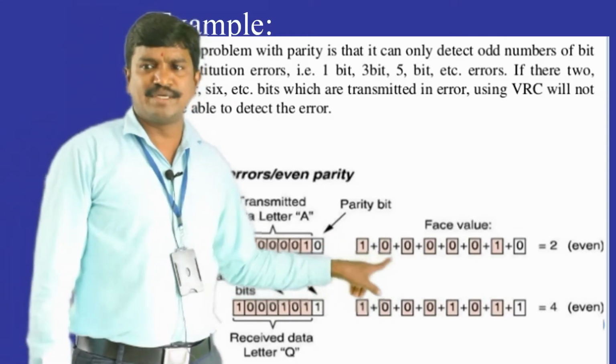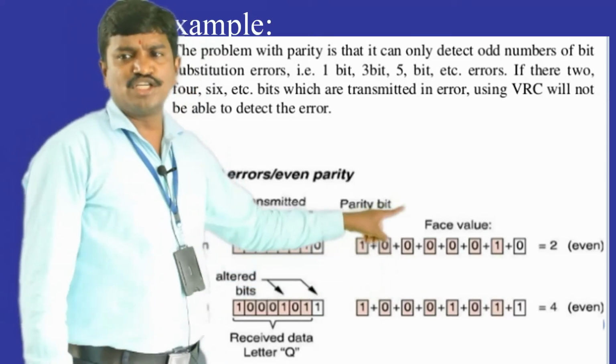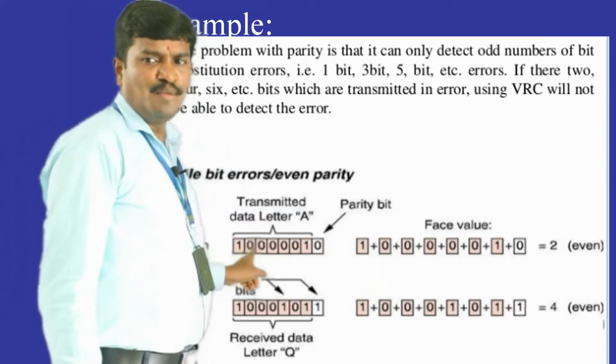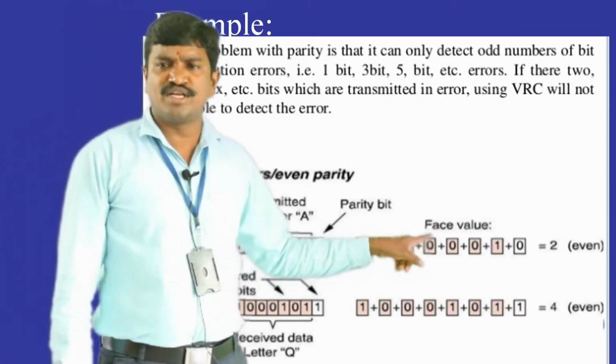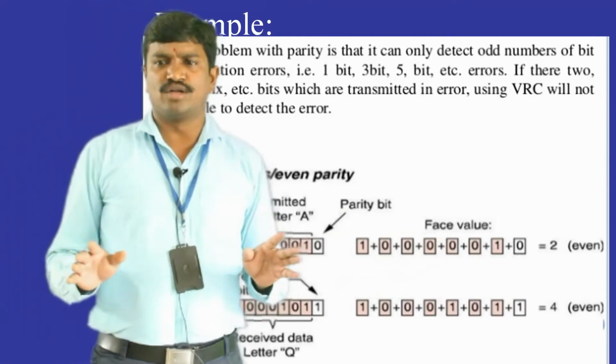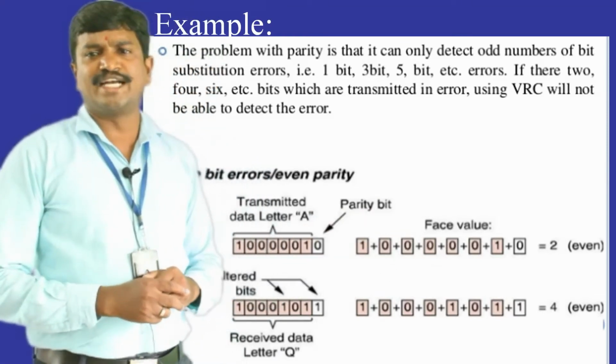Whenever it is transmitted in the air or in the transmission media, the receiver is going to check how many ones are there. Let us say there are 2 ones. When there is an even number of ones, it thinks that there is no error at all. So we have received very good content. There is no error in the content sent by the sender.